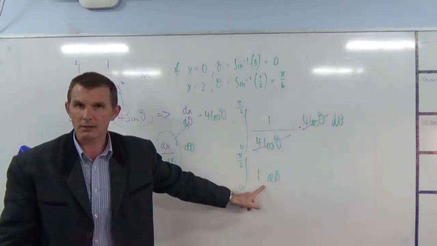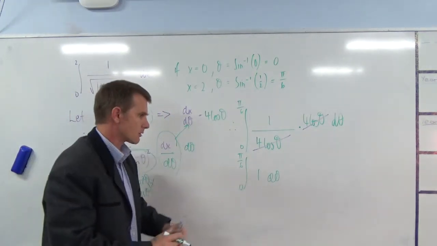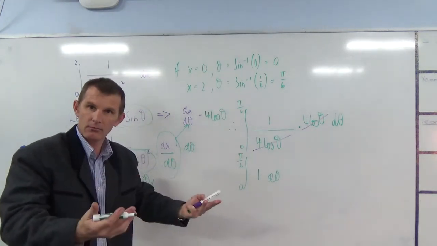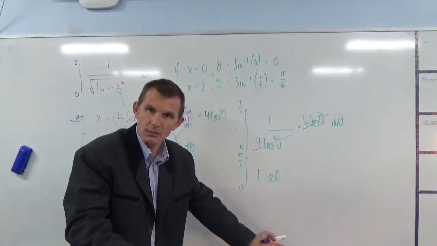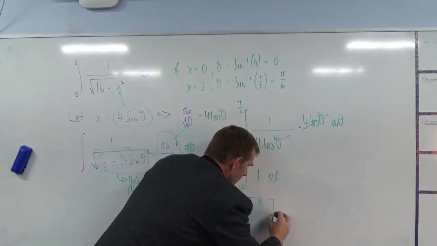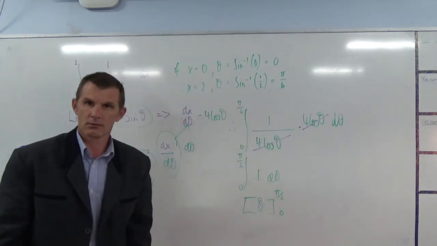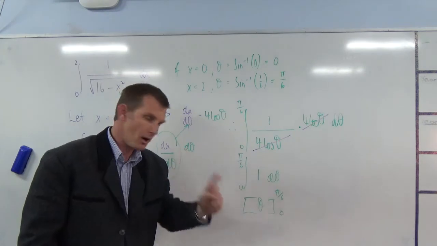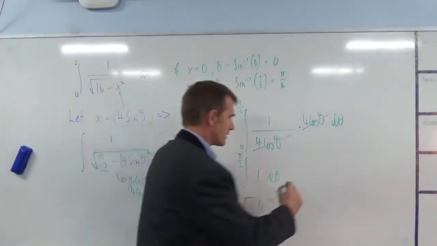Now I've just got to do the integration here with respect to theta. So integrating 1 with respect to theta is just theta. That's all. Integrate 1 with respect to x, it's just x. So this is really just going to be theta between 0 and pi on 6. Put those limits in, pi on 6 goes in, minus 0 going in. The answer is just going to be pi on 6.